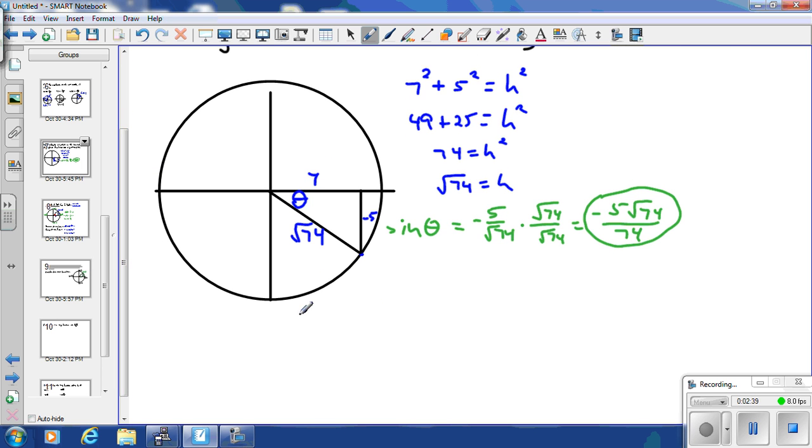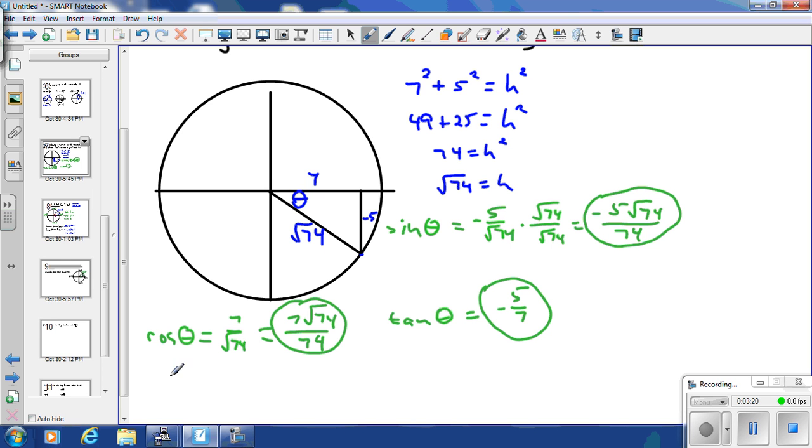And we'll do the cosine. I'll put that over here. The cosine of this angle, whatever the angle is going to be, is the adjacent over the hypotenuse. So I have 7 over the square root of 74, which again we're going to rationalize by multiplying just like we did here. I'm going to get this, and 74 is not divisible by 7. 7's prime, so that's as far as that one goes. Let's do tangent of the angle. That's going to be opposite over adjacent, -5/7. That one stays just like that.